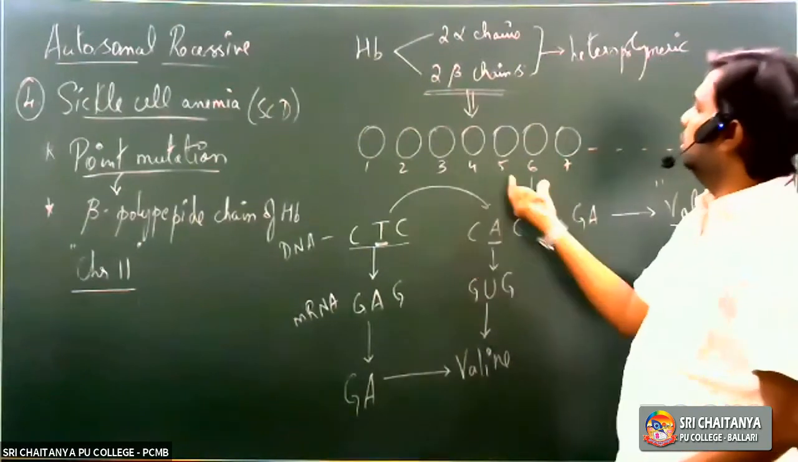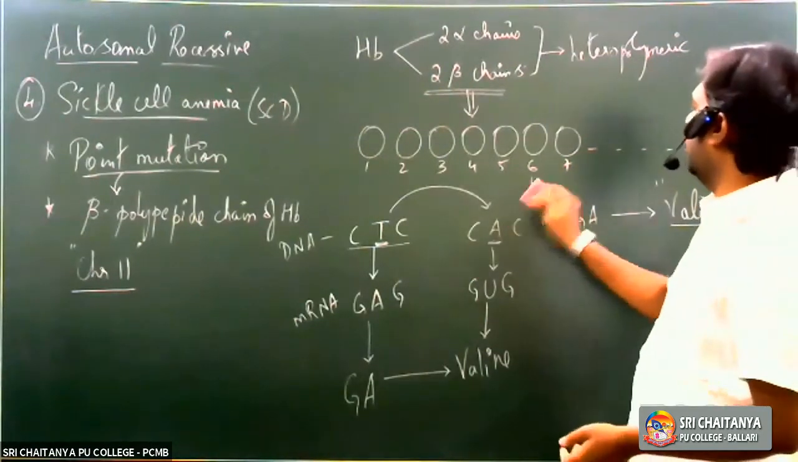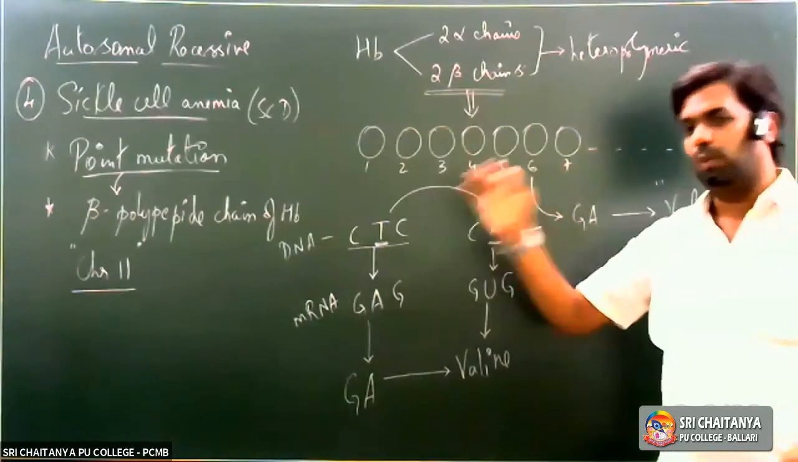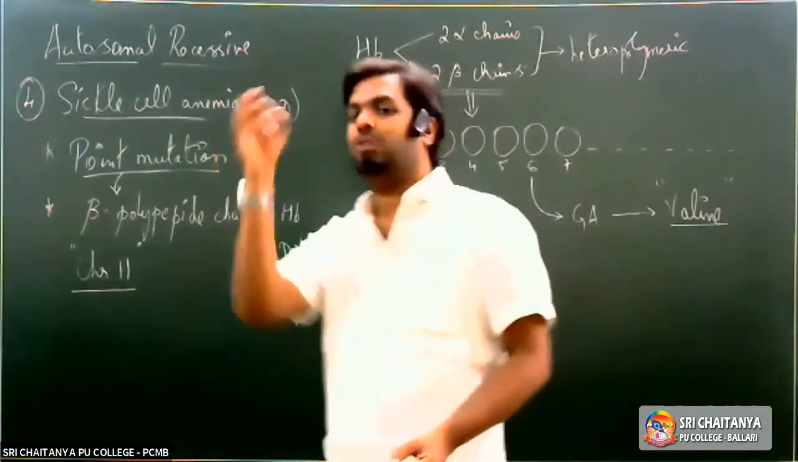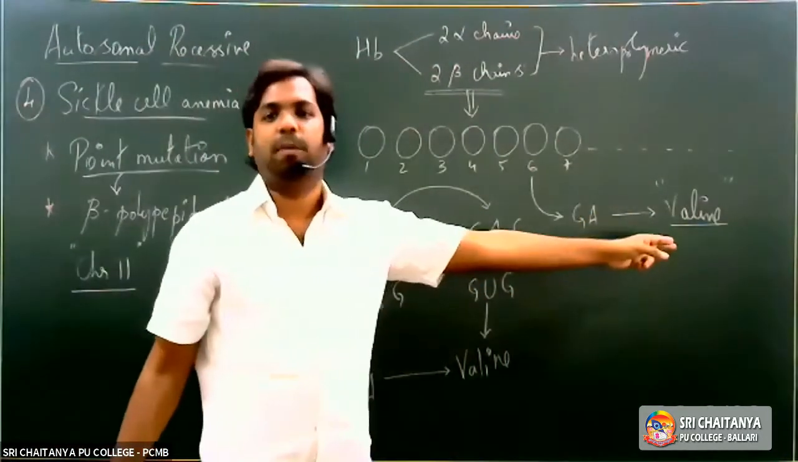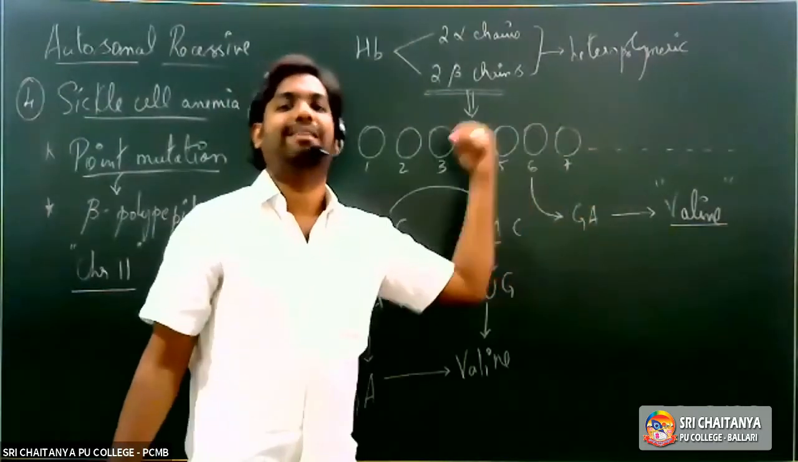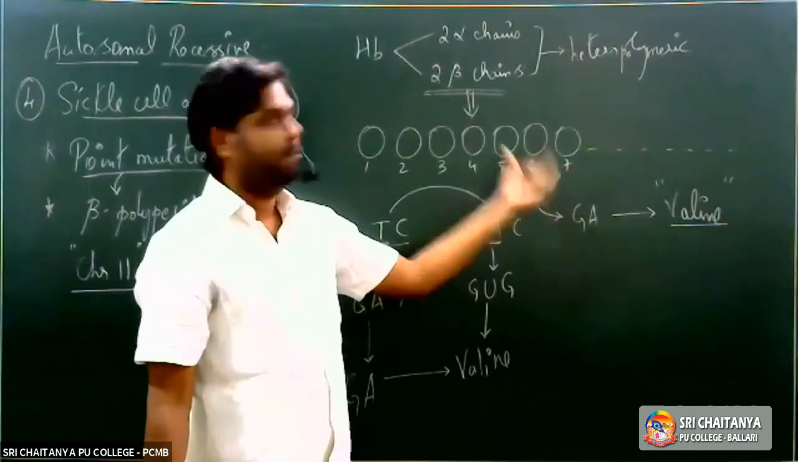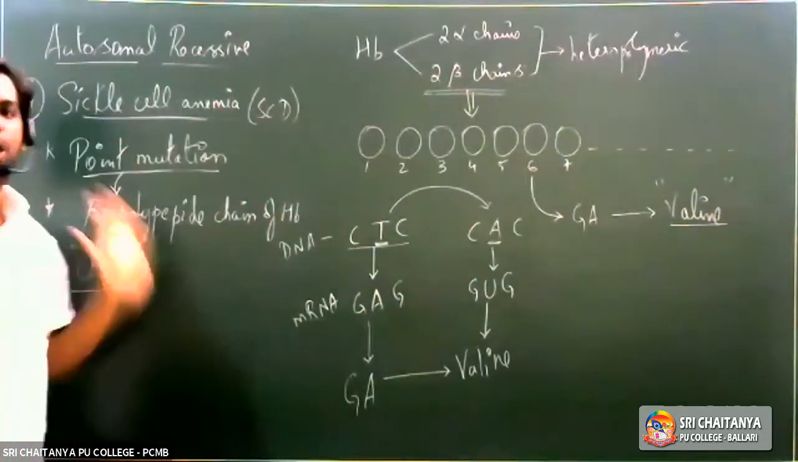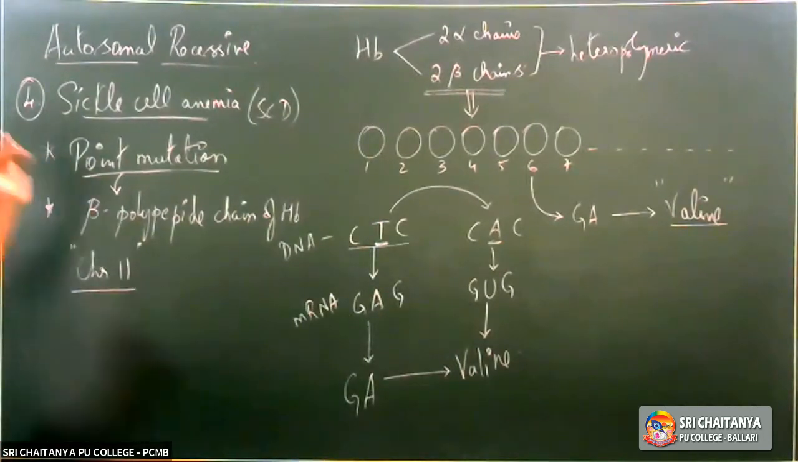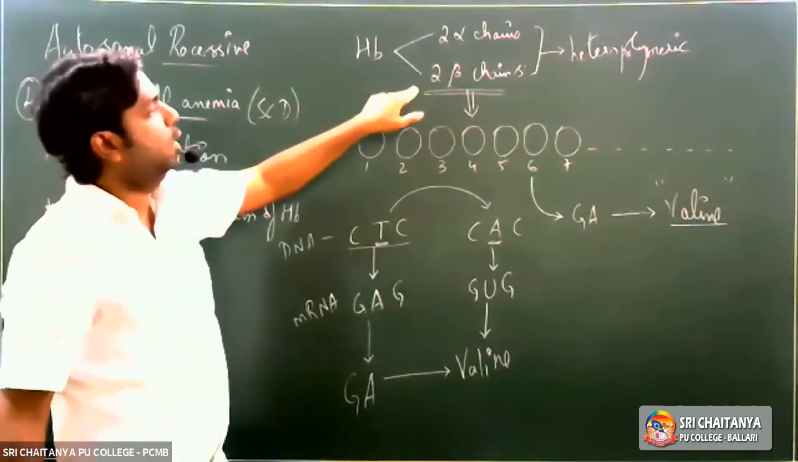So the sixth amino acid, which was glutamic acid, through a point mutation with just one nitrogen base change, is completely transformed into valine, or valine starts replacing glutamic acid in the sixth amino acid position of the beta polypeptide chain. Clear? So this is what is happening here. Let me quickly go through it once again. We know that hemoglobin has 2 alpha chains and 2 beta chains.